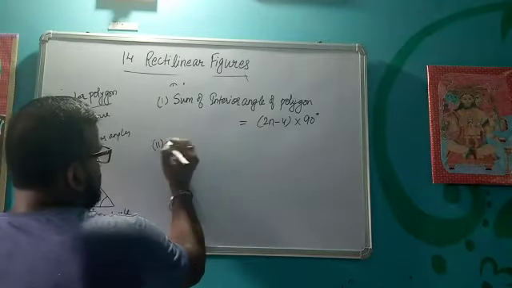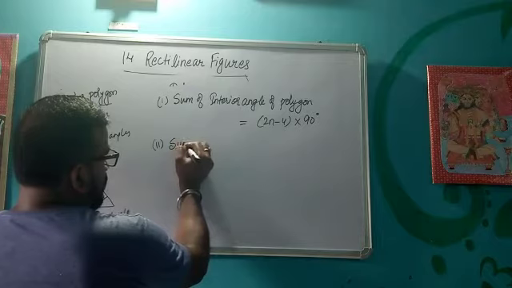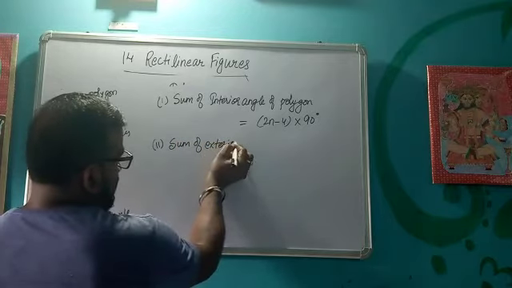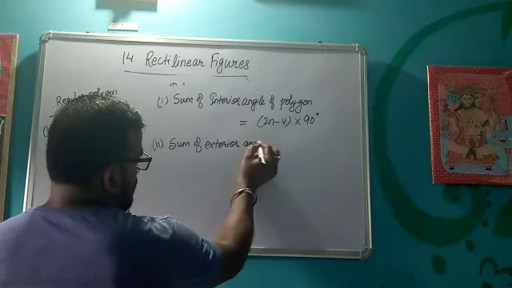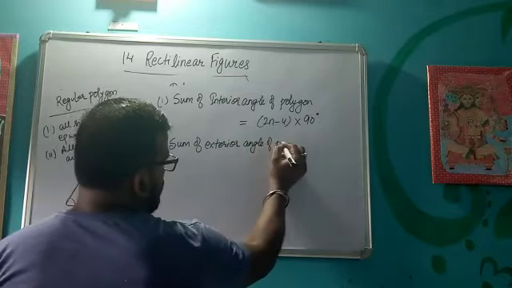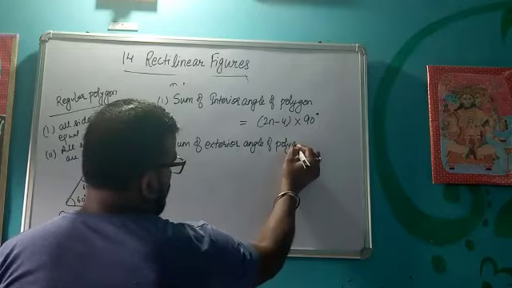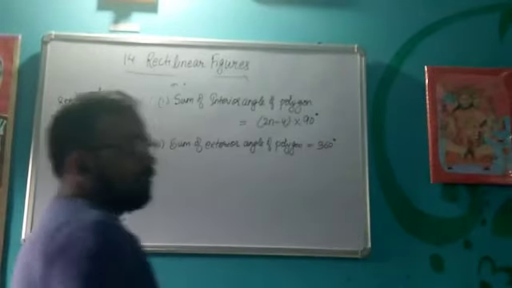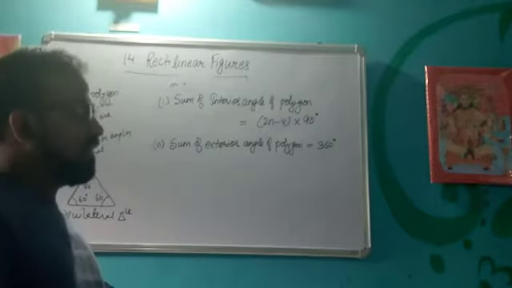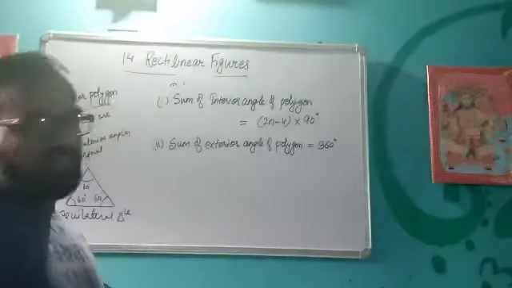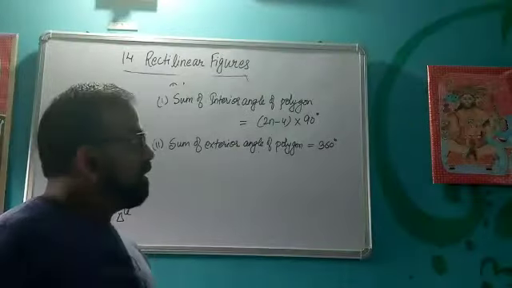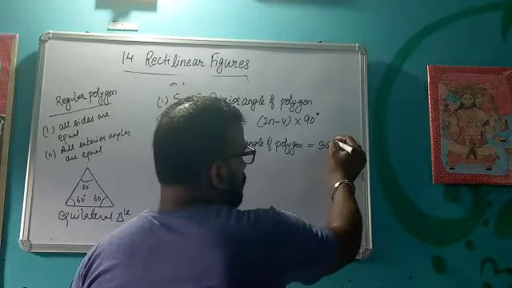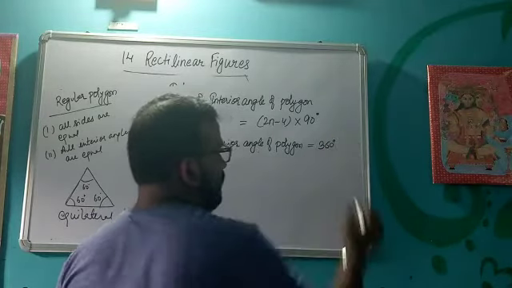Second is the sum of exterior angles of a polygon. It will always be 360 degrees. Whatever the polygon may be, whether it is a triangle, a quadrilateral, or even if it contains 20 sides, the sum of exterior angles of a polygon will always be equal to 360 degrees. Remember this.